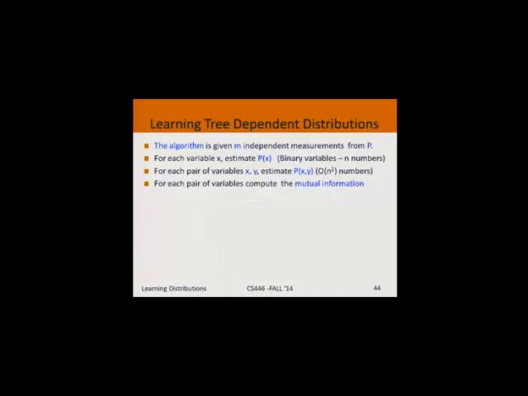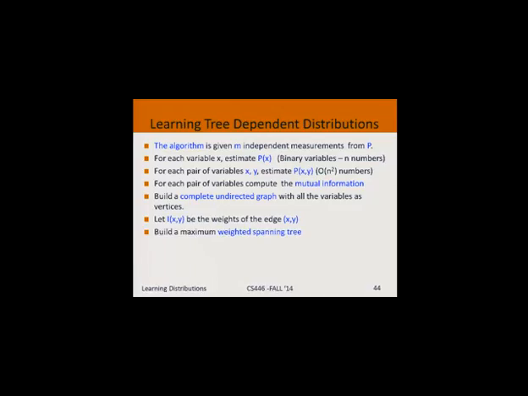Right? So now that I have P of x and P of xy, I know how to compute the mutual information. And I'm going to build a complete undirected graph with all the variables as vertices. Okay? Simple so far. Now the algorithm really starts. I'm placing on the edge xy the mutual information as the weight. And build the maximum weighted spanning tree over it. So now I'm actually moving from the clique over all nodes into a tree over the nodes.